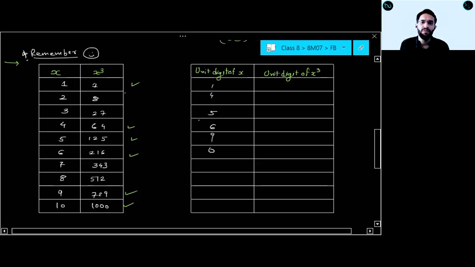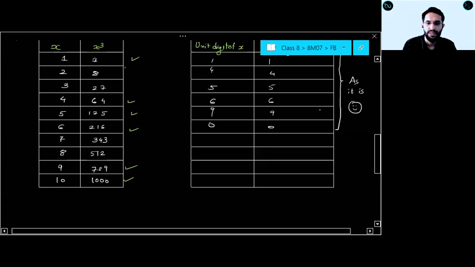In the same way, the unit digit of x cube: for 1 cube it is 1, for 4 it should be 4, 5 it should be 5, 6 it should be 6, 9 it should be 9, 0 it should be 0. That means whatever unit digit x has, the same unit digit you will get for x cube as it is. Please tell me yes, everyone got this?